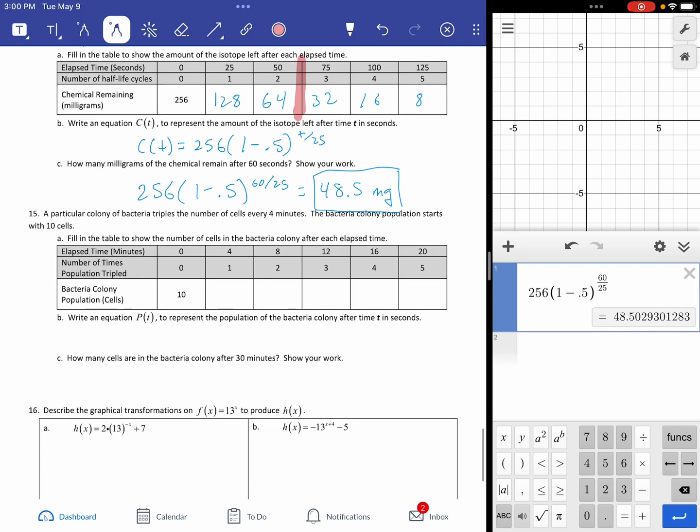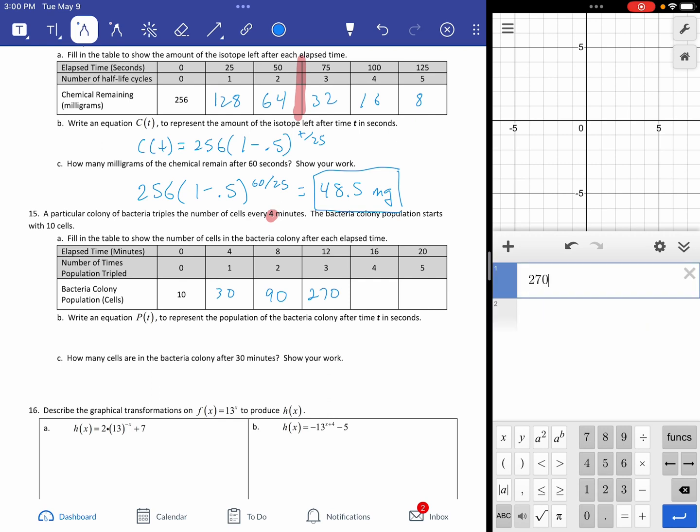All right. Next, a particular colony of bacteria triples the number of cells every 4 minutes. Again, that 4 minutes is an important piece. All right, the bacteria colony population starts with 10 cells. So we have 10, and we triple it. So 10 times 3, because tripling is times 3, is 30. 30 times 3 is 90. 90 times 3 is 270.